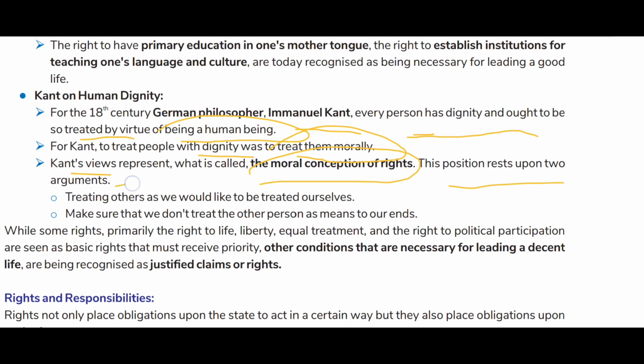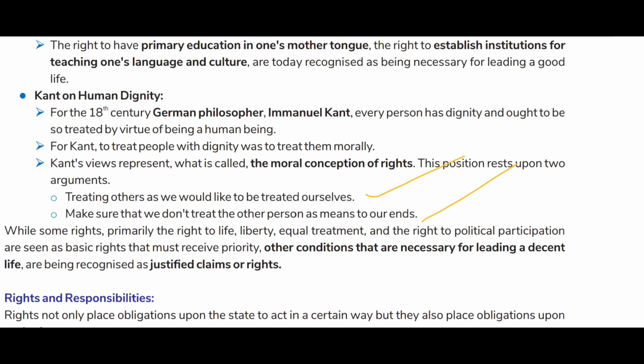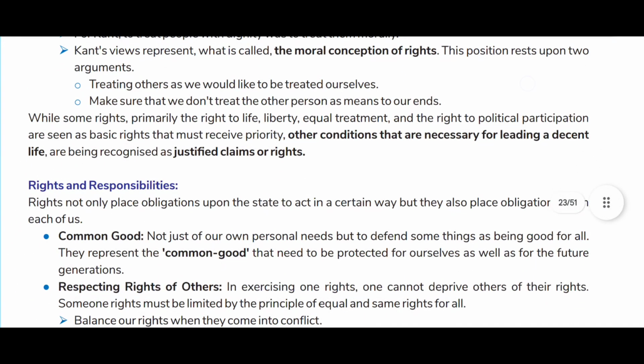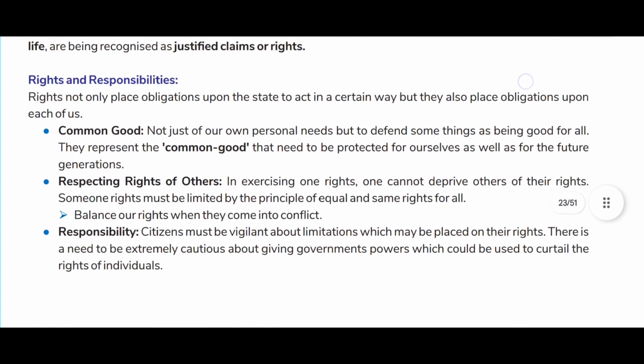This position rests upon two arguments. First, that we treat others as we would like to be treated ourselves. Secondly, that we make sure we don't treat the other person as a means to our ends. While some rights, primarily the right to life, liberty, equal treatment, and the right to political participation, are seen as basic rights that must receive priority, other conditions that are necessary for leading a decent life are being recognized as justified claims or rights.